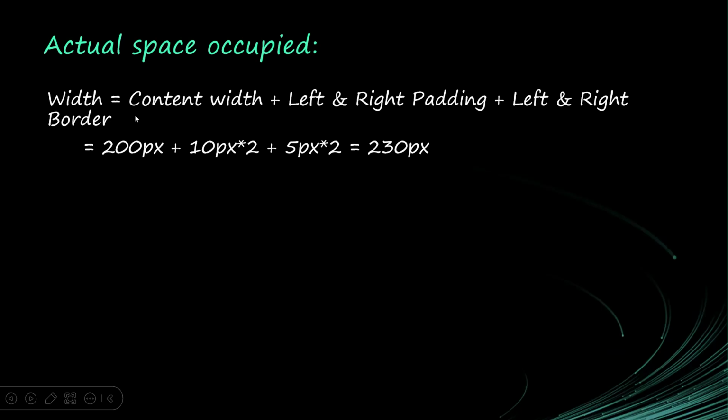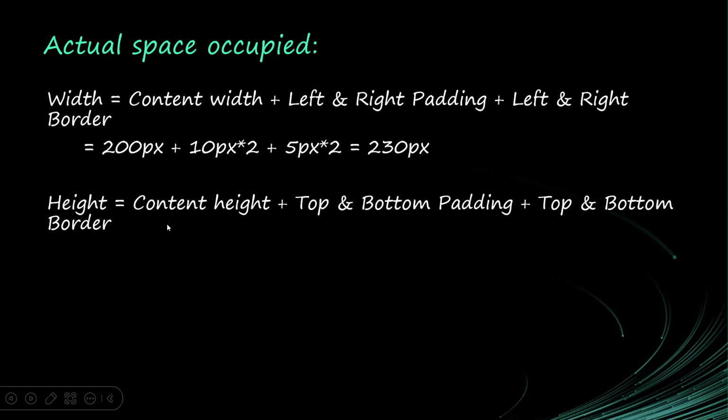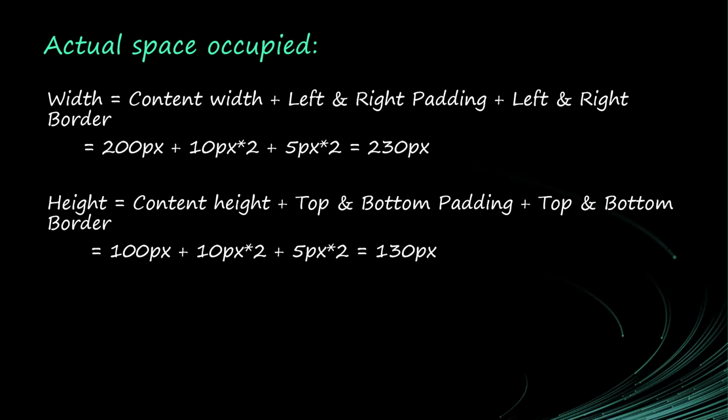So the total width actually occupied by that element, when you're using the default, which is content box, is the content width plus the left and right padding plus the left and right border. That's why we have this. The height will be the content height, which is 100, plus the top padding, which is 10, and the bottom, which is also 10. Then the top border is 5 and the bottom border is also 5.